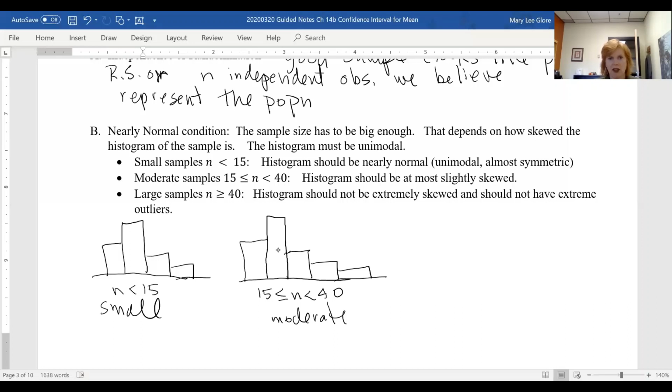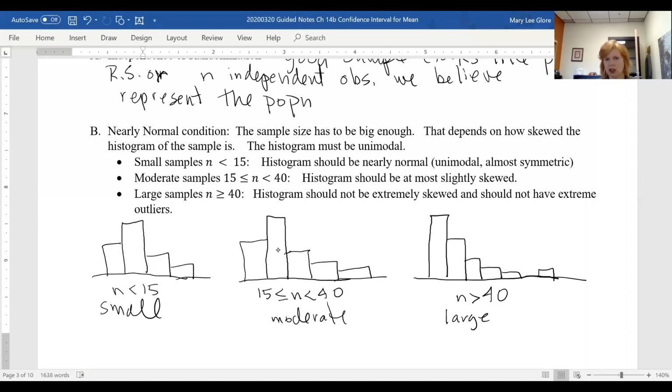Now, if n is greater than 40, this is a large sample. It's not really that large, but it's considered a large sample because usually, even if it's pretty skewed, a sample size of 40 will have y bar be normal. I could have something that's pretty skewed, but it just cannot be extremely skewed. So I might even have something like this. No extreme outlier, so this is fine.